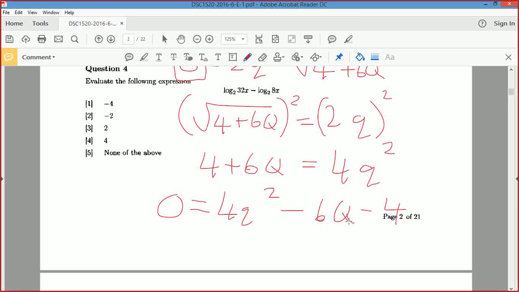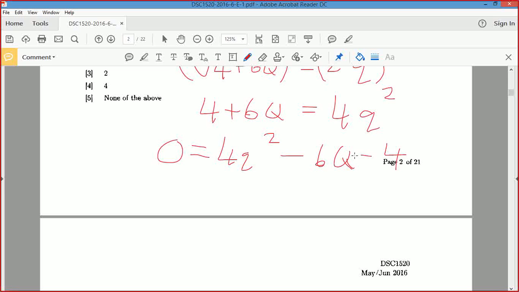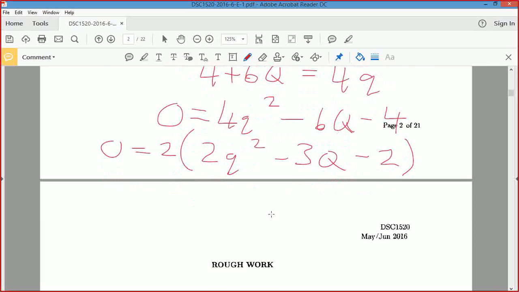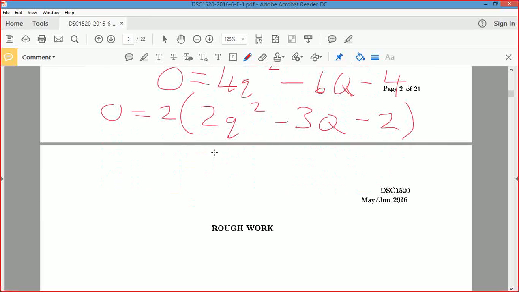Can I simplify? Yes, I can. I can take out a 2 as a common factor. So if I take out a 2, I'll have 2Q squared minus 3Q minus 2. Can I factorize that? The answer is yes, I can. How do I factorize? I'm trying to find numbers that will be multiplied together like this that'll give me an answer. So the 2 stays there.